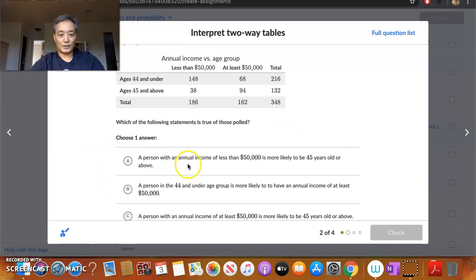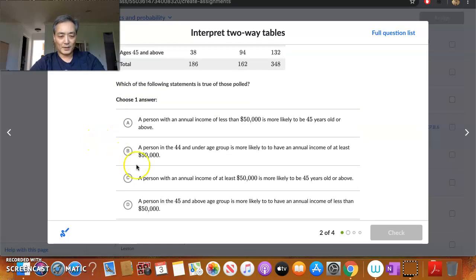A person with an annual income of less than 50,000. So we're looking at these people, right? A person with an annual income less than 50,000 is more likely to be 45 years old or above. And we can clearly see that that is not true. It's more likely they'll be 44 and under, right? Way more, right? That's over 4 times, about 4 times.